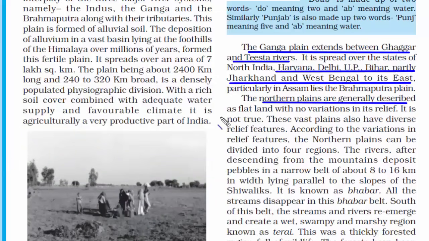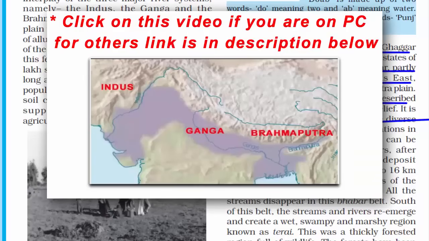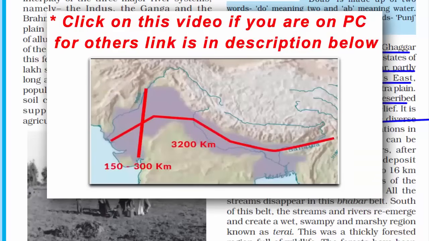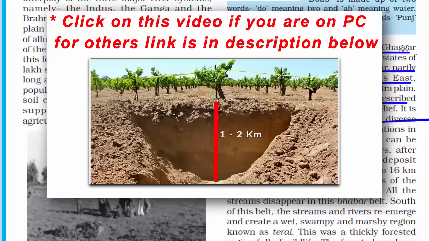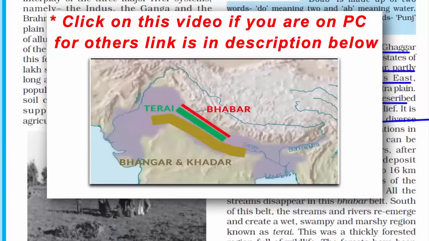Usually the northern plains are generally described as flat land, but they have little variation in their relief. Basically, I'm talking about different types of alluvial soil. I'm not going to explain alluvial soil here. Instead, I want you to watch this video wherein I have specifically covered alluvial soil in detail. So just head over there, watch it, and you will get it pretty clearly.